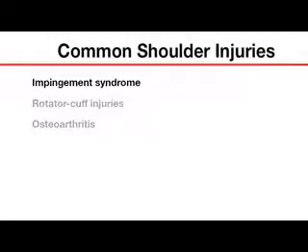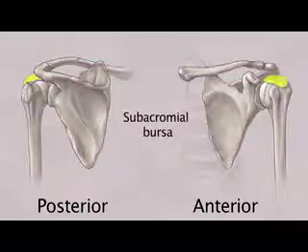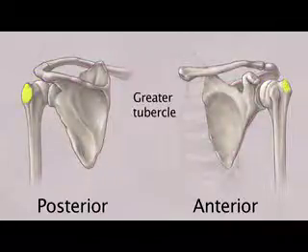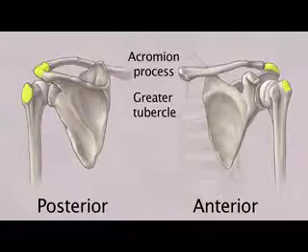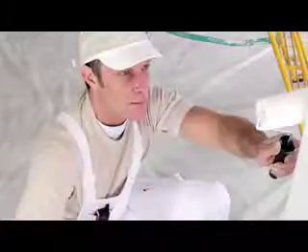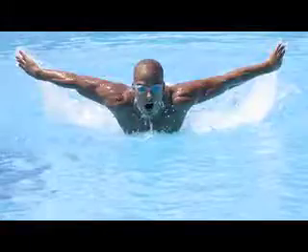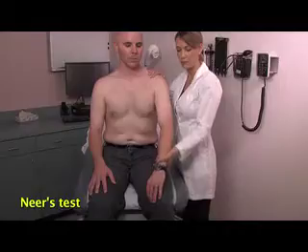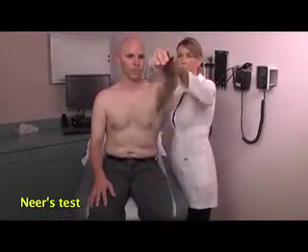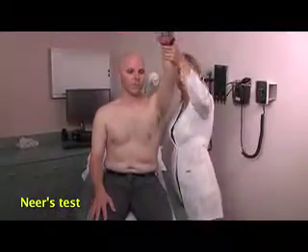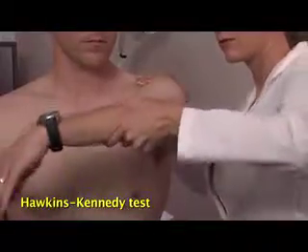Subacromial impingement of the rotator cuff tendons, the subacromial bursa, and other soft tissue structures between the greater tubercle of the humeral head and the lateral acromion is the most common cause of shoulder pain primary care clinicians see. Repetitive overhead motions such as painting or swimming most often induce this injury. To test for subacromial impingement, evaluate the range of motion and perform Neer's test and the Hawkins-Kennedy test.